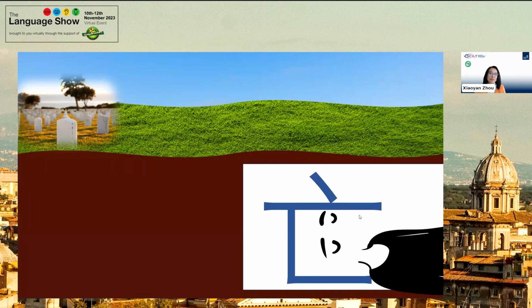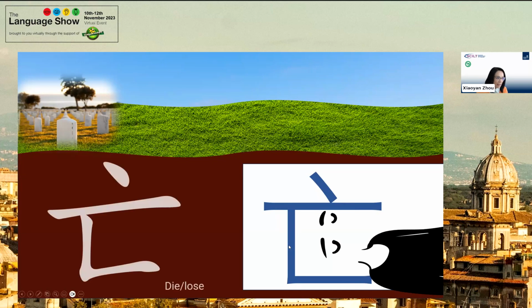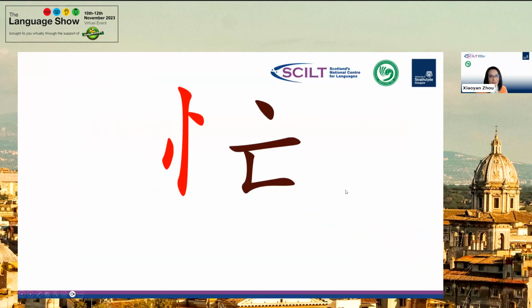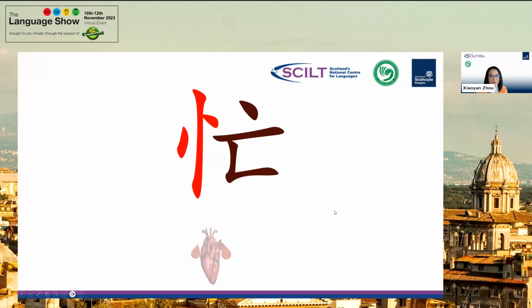Here is another example that we can look at. It means die or lose. So now let's make a character with those two parts. The left part indicates heart. The right part is lose or die. Together it means busy. So when you are busy, you must focus on what you are busy with and have lost yourself. We're all busy. So we need to focus on ourselves. Hope this makes sense.